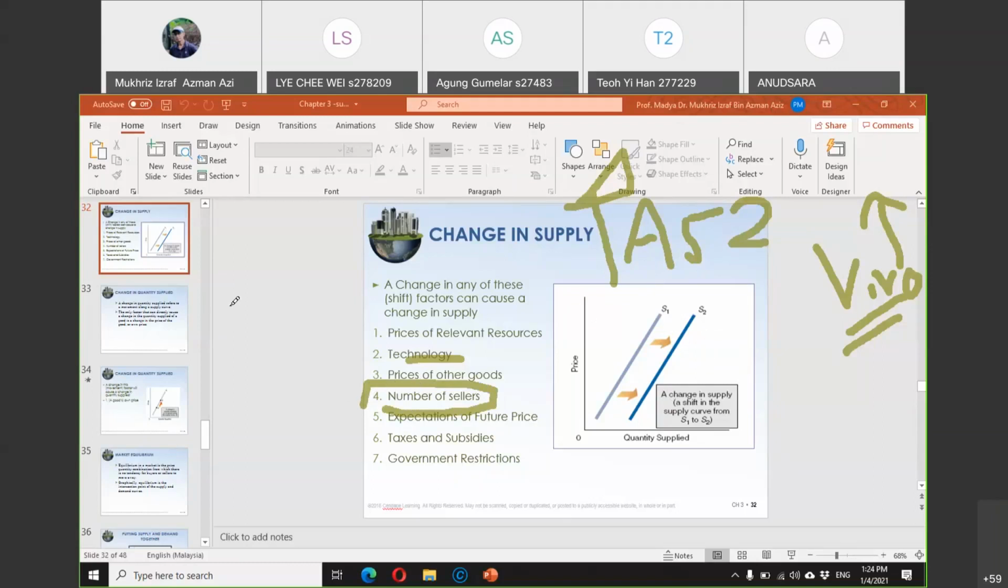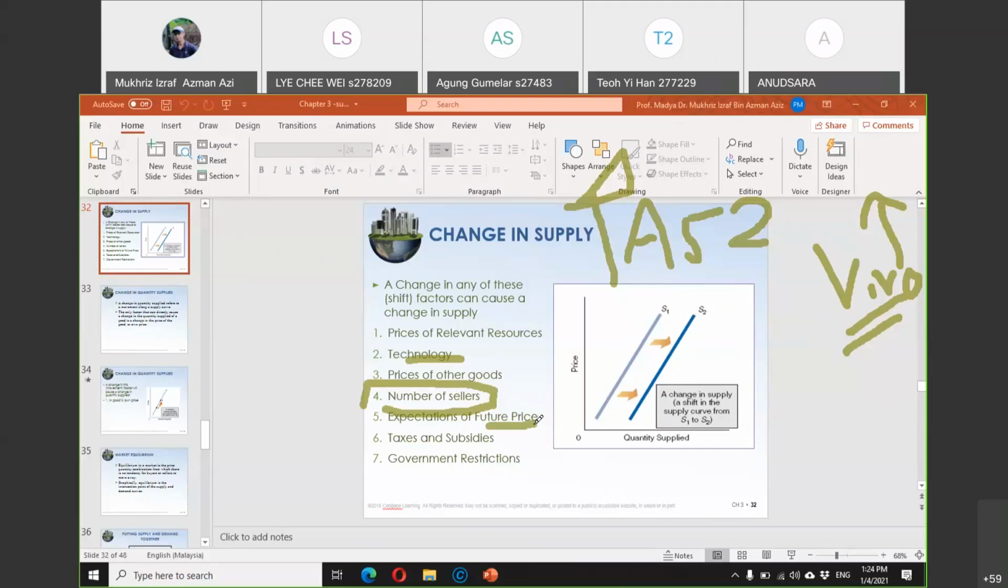Just like if you go to Shopee or Lazada, if you want to search for one item or certain brand, you will see that the more sellers in the market, meaning the more quantity will be offered or supplied in the market. So as the number of sellers increases, supply will also increase. Okay, expectation about future price.